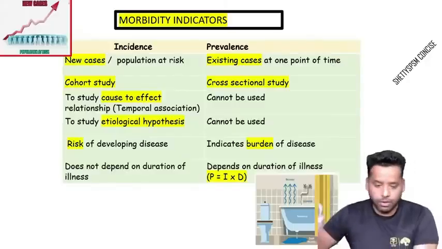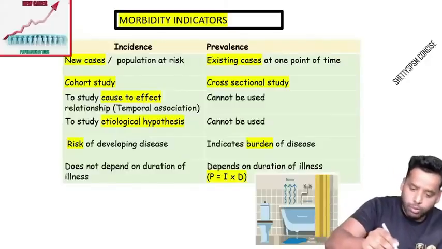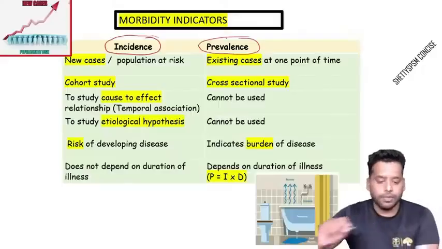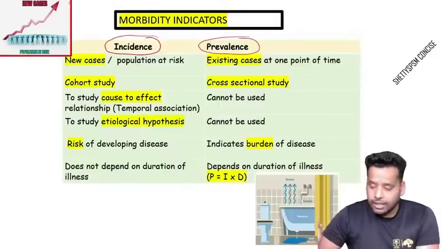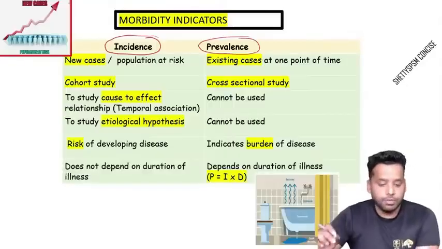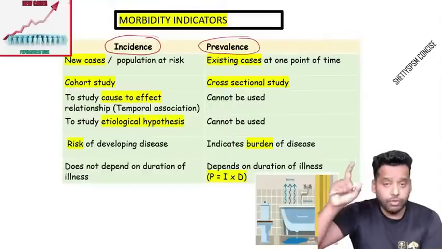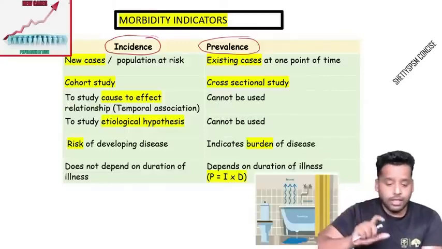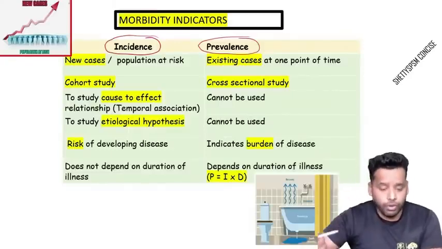Chasing is very important, that too in one short session. Morbidity indicators: incidence and prevalence. Incidence means new cases that will happen in the future. Remember the English word, incidental finding.